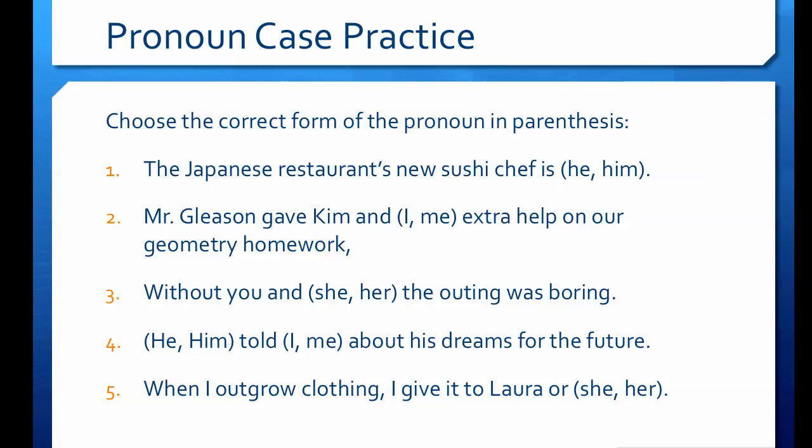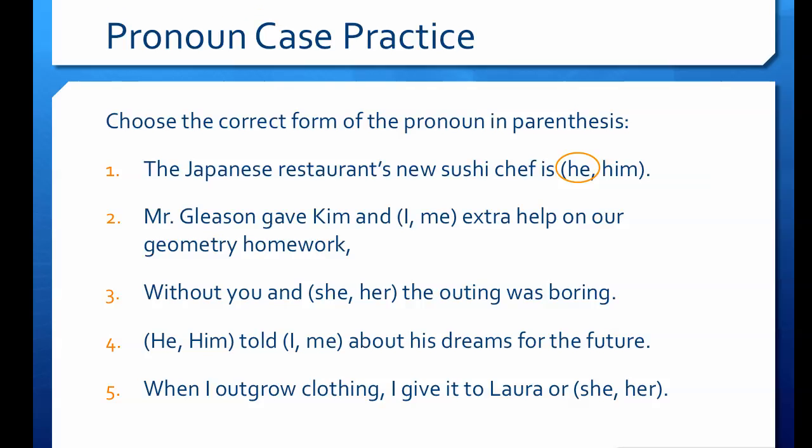Number 1, the Japanese restaurant's new sushi chef is he or him. With objective versus nominative case, it is not a good idea to use your ear to listen when you have a linking verb, which is what we have here. The Japanese restaurant's new sushi chef is blank. What you want to do here is figure out what part of the sentence the word needs to complete. Since it's coming after the linking verb is, I need a predicate nominative, which means he is the correct answer.